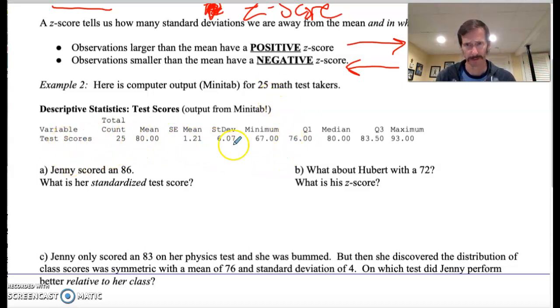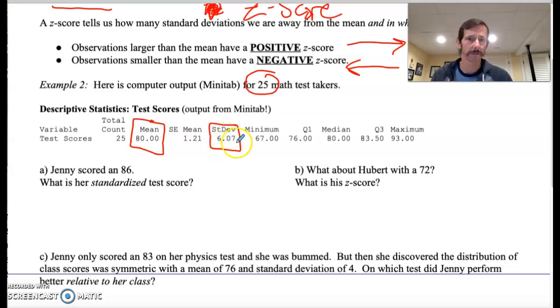So this is just a bunch of output from a computer program, a stats program called Minitab. Population size is 25, and this is just like what your calculator would give you if you did one variable stats. We are only interested in a couple of values here. One, the mean is 80. This is our standard deviation. And again, with IB, we assume that's the population standard deviation. And with AP stats, that might change a little bit as you go into that. But for us, there's our mean and there's our standard deviation.